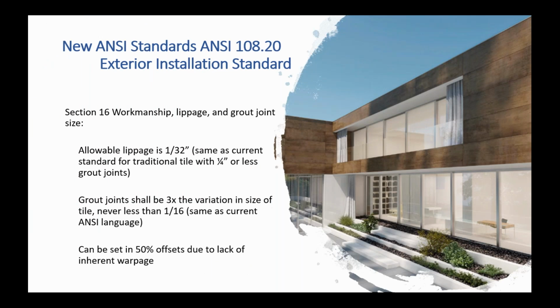Workmanship, lippage, and grout joint size. Again, we talked about this allowable lippage, but the grout joints shall be 3 times the size of the variation in the tile, never less than 1/16 of an inch. Many manufacturers of gauge porcelain tile have specific recommendations for exteriors, so please consult their technical manual or them if you're not sure. I know many that require no less than 1/4 inch on an exterior. And again, that's just to allow for expansion, contraction, and so on. Again, they could be set in 50% offset.